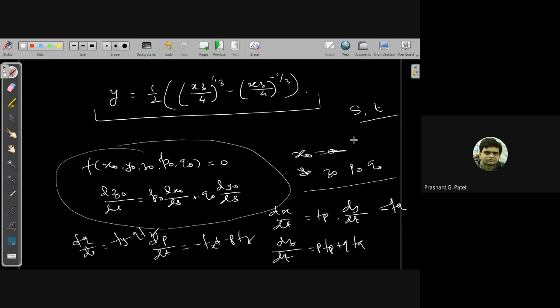Now the ultimate goal is to eliminate s and t from this, and using the initial conditions, you can obtain all the constants. Once you get the constants, you need to eliminate s and t, and you should have the equation in terms of x, y and z. So this is the procedure to calculate an integral surface of a nonlinear equation using this method.